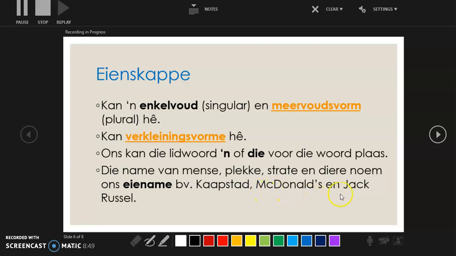En dan as jy praat van 'n Jack Russell. Alright, that is the name of a type of dog. That will also start with a capital letter.